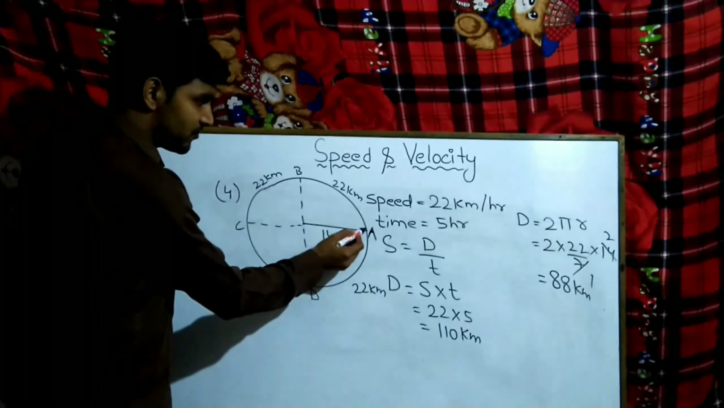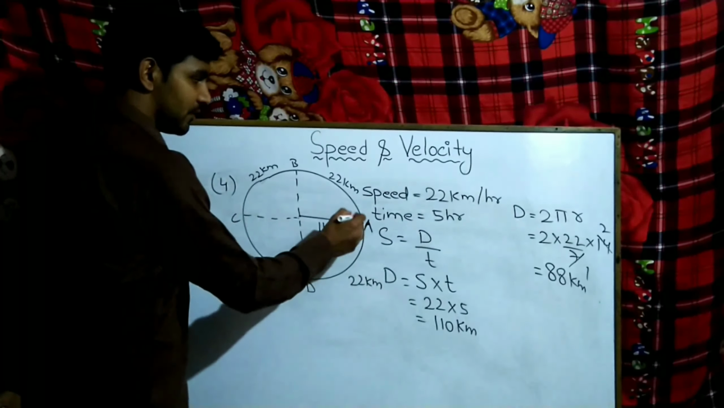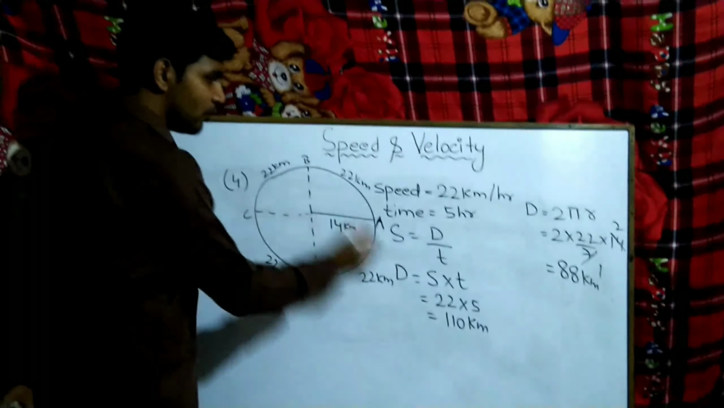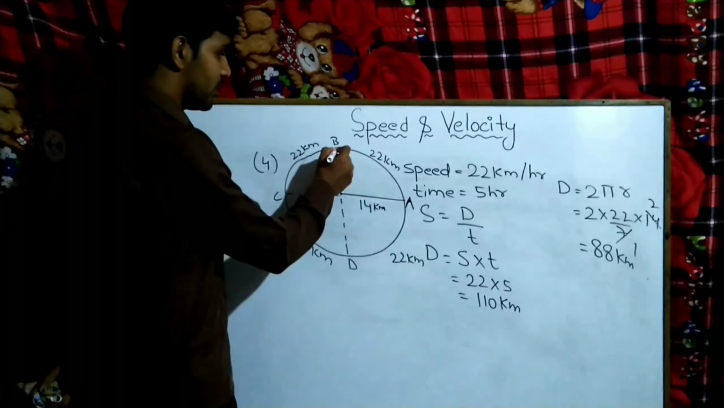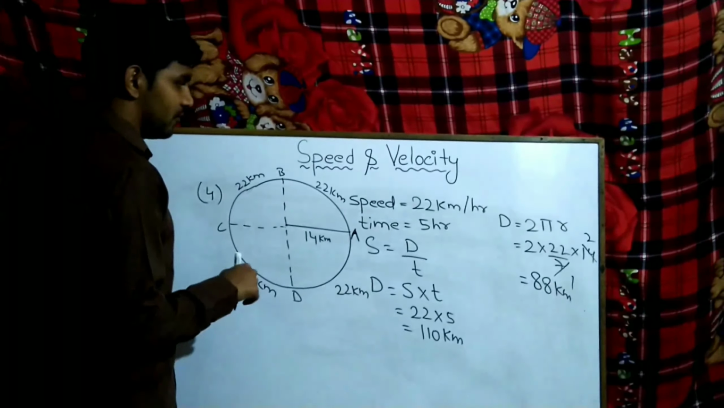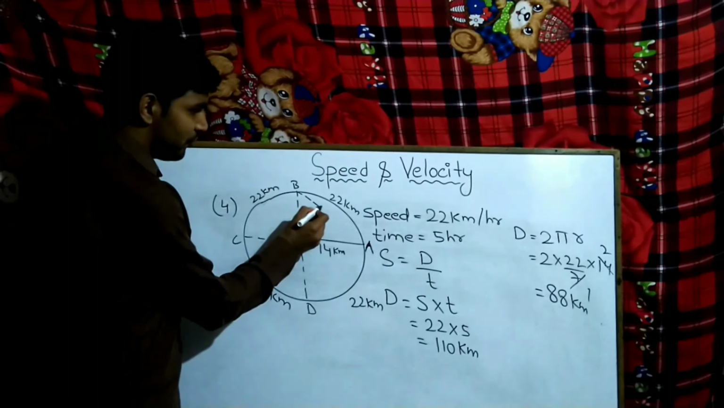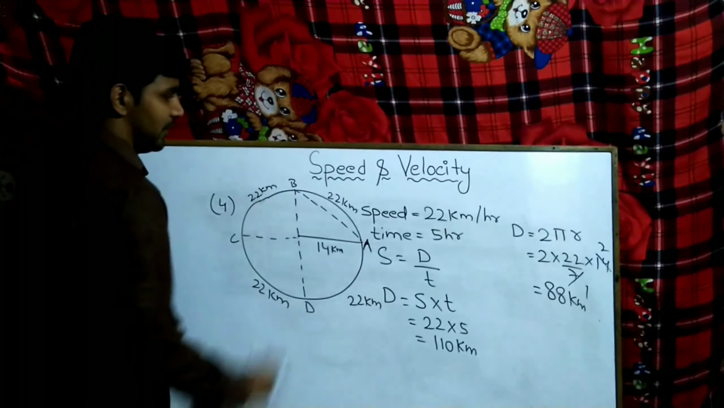If a body starts from A, it completes one round, total 88. Then again 22 more will be there, because only then does the total distance come to how much? 110 kilometer. So it comes here. So we have to find the displacement. If we want to find displacement, then we have to find this from A to B.